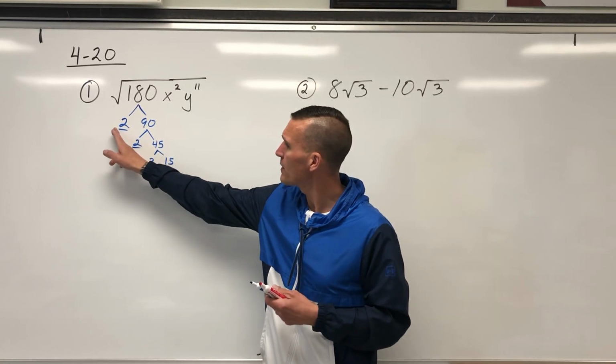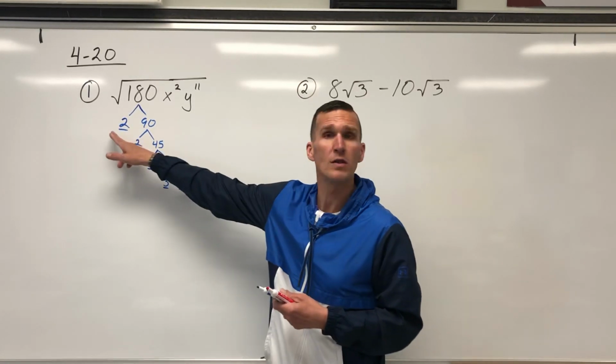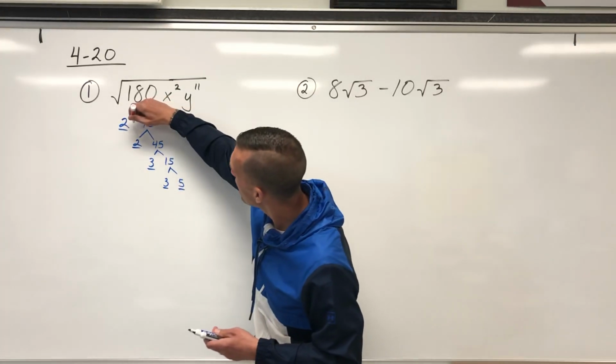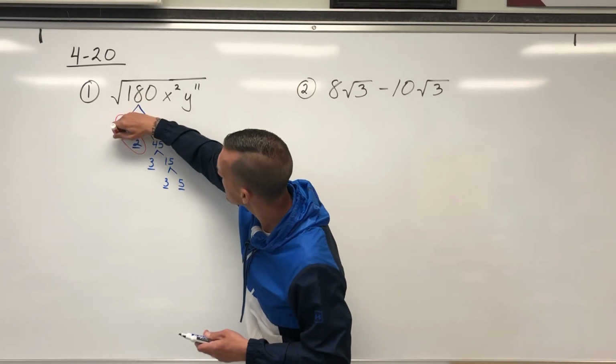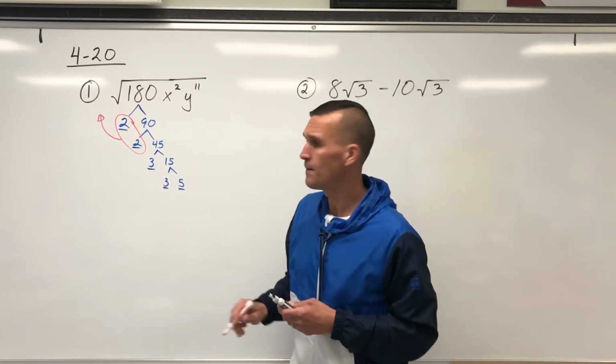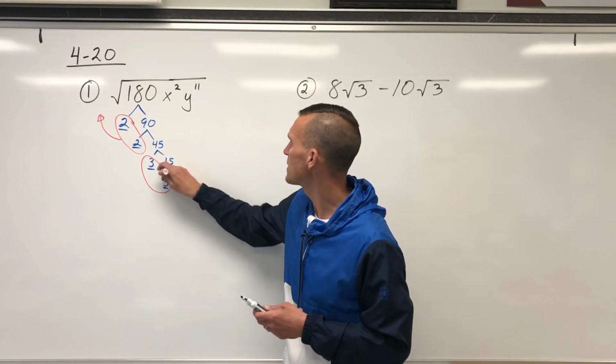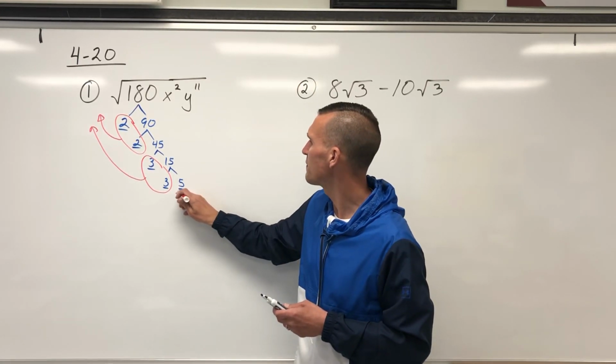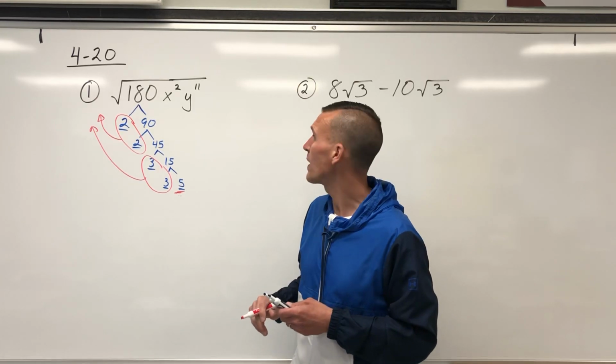If you like to do it my way, then it's all nice from smallest to biggest prime number. I could look for pairs to pull out. A pair of 2's gets to come outside the radical. A pair of 3's gets to come outside the radical, and then a 5 is trapped underneath that radical.